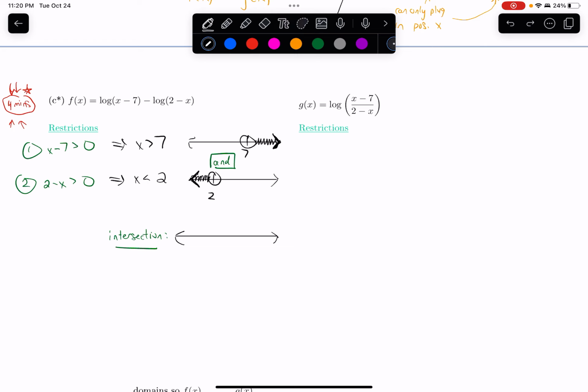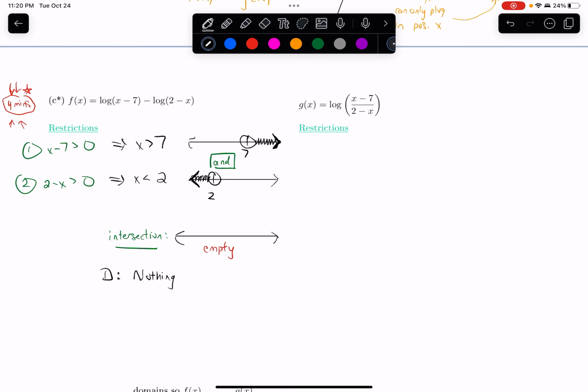So what x values are shaded in both? Well, if I look at some values here, they're only shaded in the bottom one. They're not shaded in both. What about the stuff between 2 and 7? Well, they're not shaded in either one. And the stuff to the right of 7? Well, that's only shaded in the top one, not the bottom one. So there's nothing that's shaded in both of them. So because of that, my number line is empty, which is a little weird. And that means my domain is nothing.